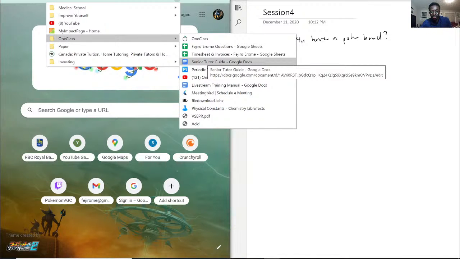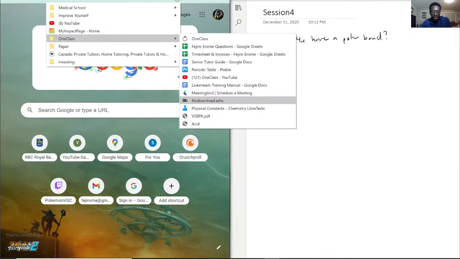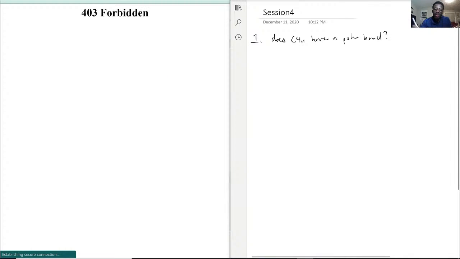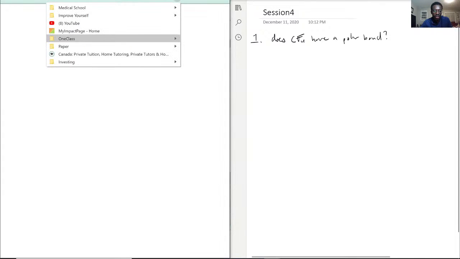CH4 F tetrafluoride. I think I wrote the wrong thing down. CF4. Sorry about that. CF4 is carbon tetrafluoride.